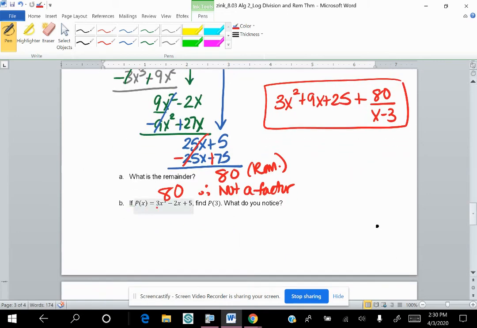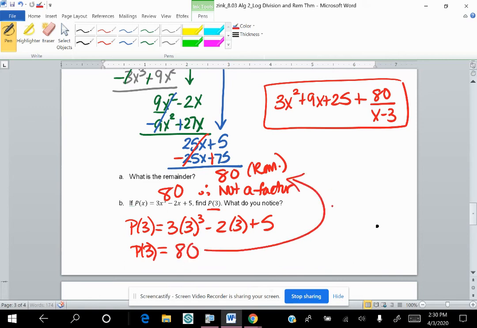And now it says if p equals your dividend here, 3x to the third minus 2x plus 5, find p of 3. So just using your function skills, sub in a 3 everywhere you see an x. Put that right into your calculator. You can use STO or you can just type it straight in. And what does it give you? 80? Well, isn't that the same as your remainder? Well, why, yes, it is.